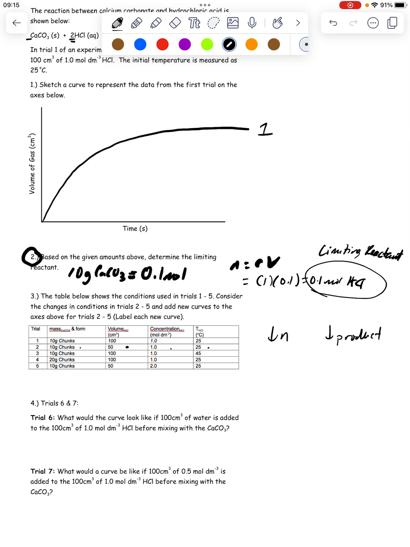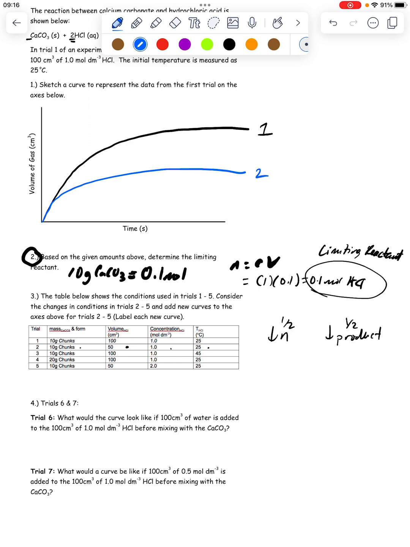And I can see that I've halved the moles, so I should basically halve the amount of product that I make. So a mark scheme answer would be that it should increase more or less at the same original rate because all of the rate factors are the same. We haven't changed surface area, concentration, or temperature, and we haven't added a catalyst. So I'm going to increase at the same rate, but then I'm going to trail off more quickly, and I would end roughly halfway compared to where the first one ended.